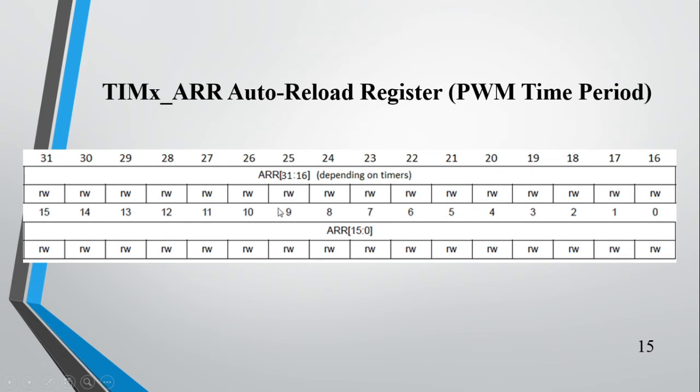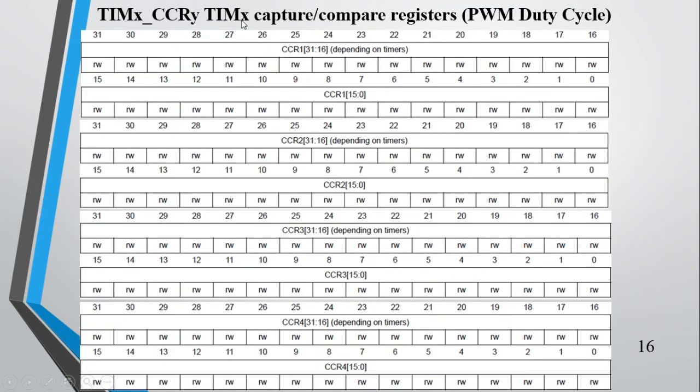Then the next register is the auto reload register. We have already seen that the auto reload register is used for configuring the PWM time period. It can be a maximum 32-bit value based on the timer. Since I am using timer 2, a 32-bit auto reload value can be specified, which will configure the PWM time period. Then the CCRY register, where Y stands for the channel number and X stands for the timer number. I am configuring timer 2 channel 1, so CCR1 is used for configuring the duty cycle.